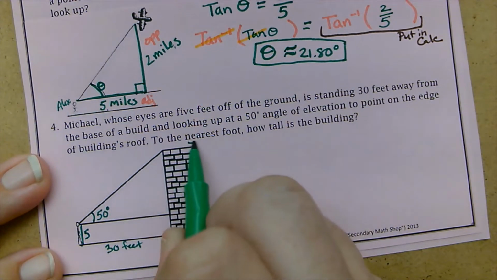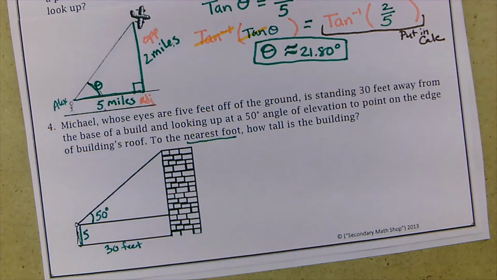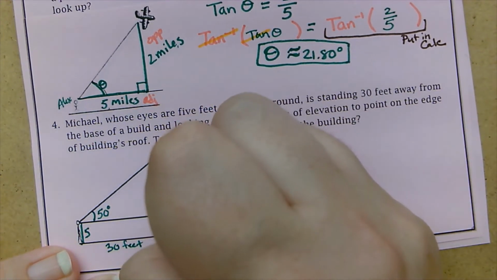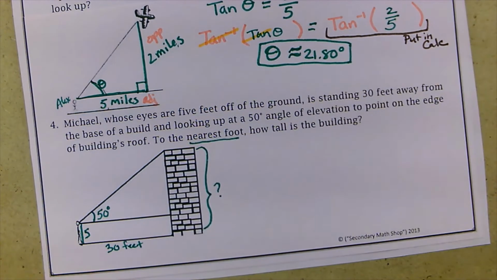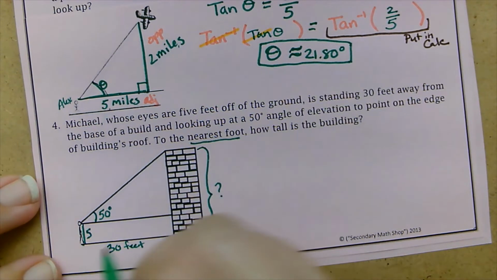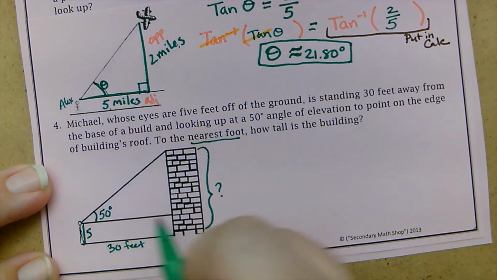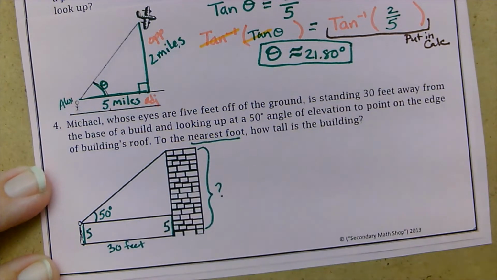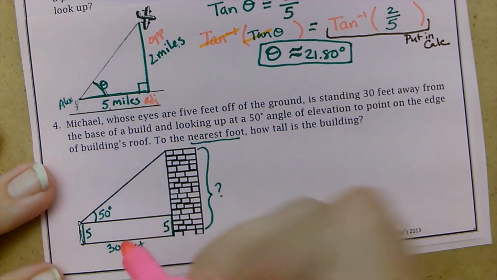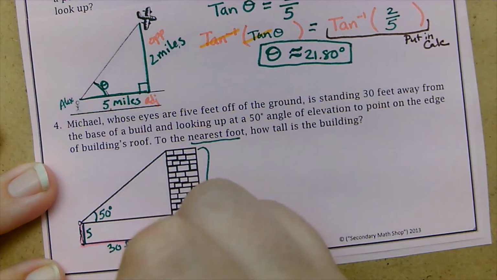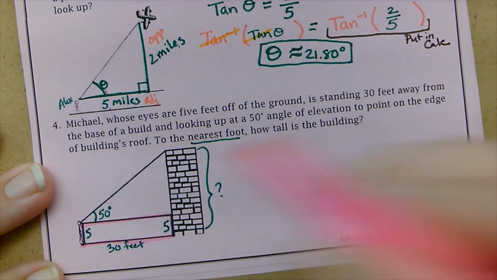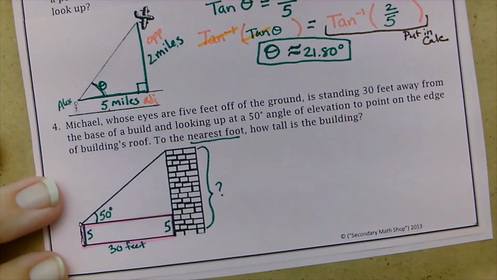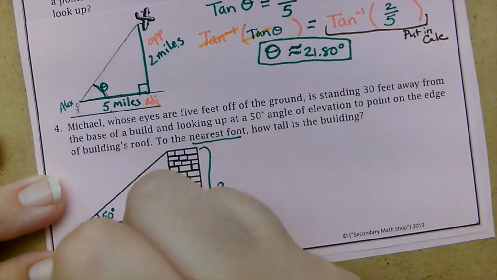To the nearest foot, so we got to round our answer to a whole number. How tall is the building? So the building is this tall. Whatever that is what I need my final answer to be. So how do I take what I have so far and figure that out? Well, if the height from his eyeball to the ground over here is 5, then it's the same thing on this side because that's just a rectangle at the bottom. And if this, in fact, is a rectangle here, that means that this leg of the right triangle is also 30 feet at the top.